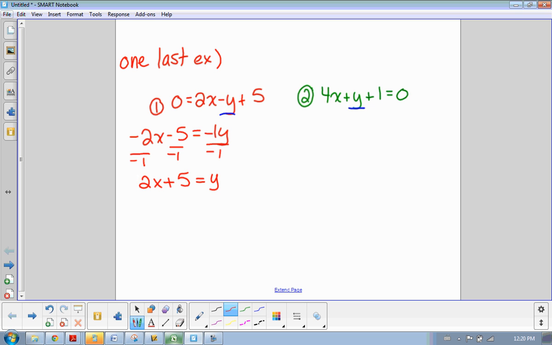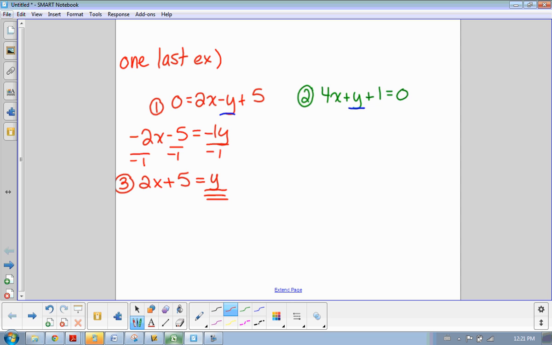Some of you prefer to think of it as moving the y to the left-hand side and moving everything else to the right-hand side. So you could think of it as y equals 2x plus 5, which is the exact same equation. Whichever one you prefer, you can use, but it's very important that you end up getting the variable isolated and positive. If you have the negative version, it will mess everything up after that.